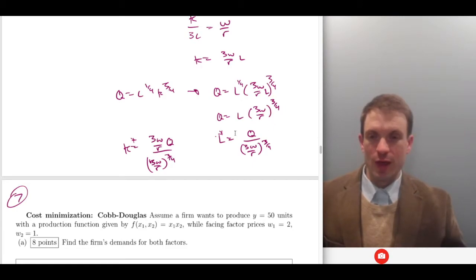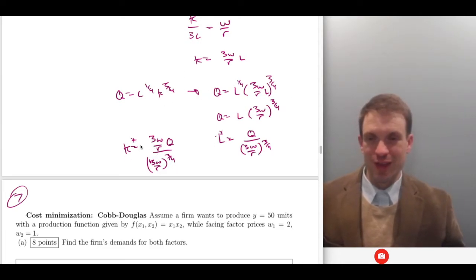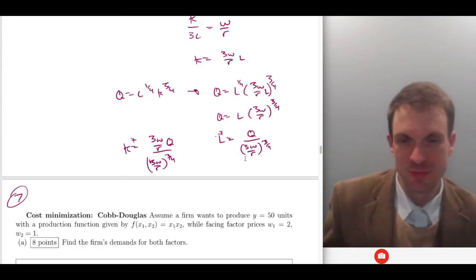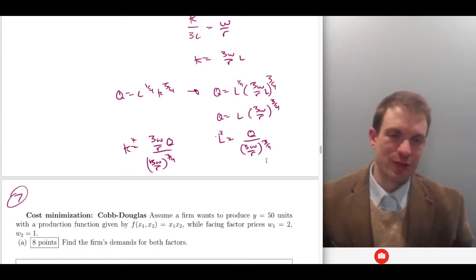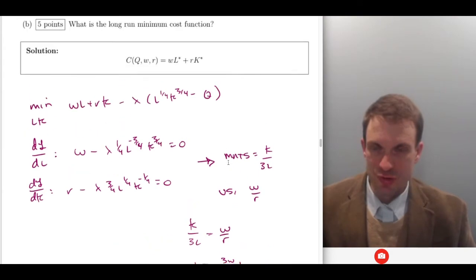Good. And then, so labor, now to get my labor demand, I'm just going to solve for labor. That's this right here. And then I could use this expression, or I could resubstitute and solve for my capital. And it's going to be this. And there are probably ways to reduce it further, but this looks almost as reduced as you'd want it to be.